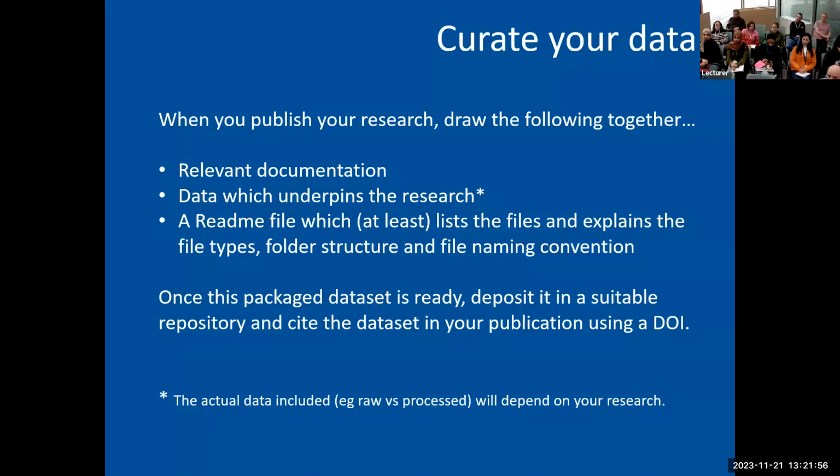Once this package is ready, put it in a suitable repository and cite it using a digital object identifier, a DOI. We have a lot of advice and guidance available on our web pages about data availability statements. Data availability statements are a UKRI requirement. So if you're funded by UKRI, you will need to have a statement in your paper that says where your data is and where it can be found. And in the latest version of the Code of Good Practice, we've expanded this to a requirement for all University of Glasgow researchers, that you should make sure you cite your data properly.